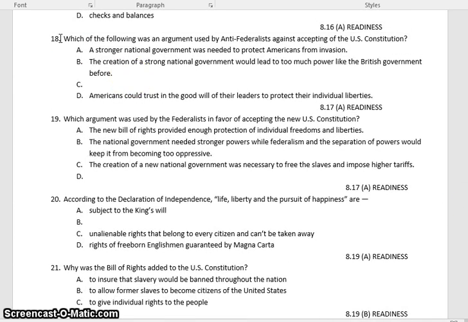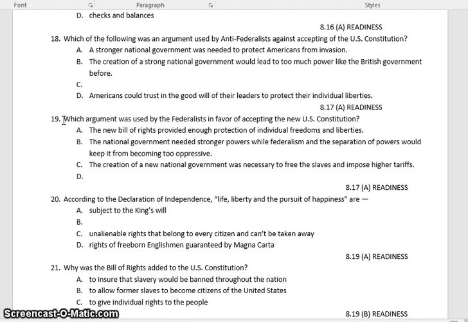18. Which of the following was an argument used by anti-federalists against the U.S. Constitution? A. A stronger national government was needed to protect Americans from invasion. B. The creation of a strong national government would lead to too much power like the British government before. D. Americans could trust in the goodwill of their leaders to protect their individual liberties.